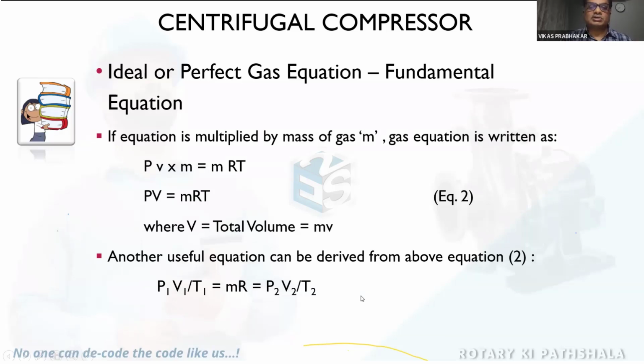Now suppose we have two states, 1 and 2. So P1 V1 upon T1 equals P2 V2 upon T2, because whatever mass is entering the compressor, there is no change in the mass at the outlet. And R is the specific gas constant, so the gas is not changing its composition. So R is constant. If mR is constant, P1 V1 upon T1 is equal to P2 V2 upon T2. If you know the inlet conditions and the other conditions like the pressure and the temperature, you can find out the exact volume at the pressure and temperature P2 and T2. So this equation is going to help you find the unknown parameters.